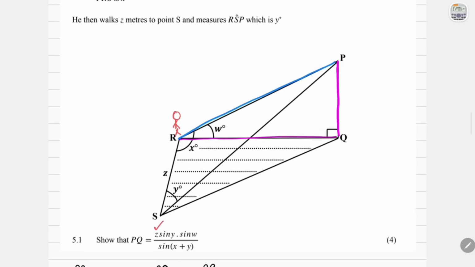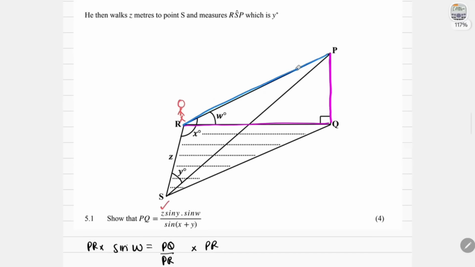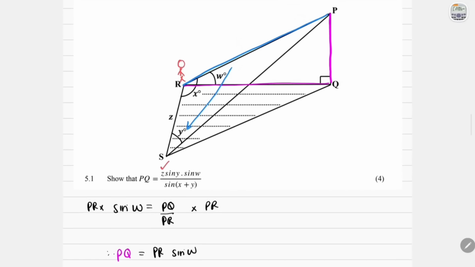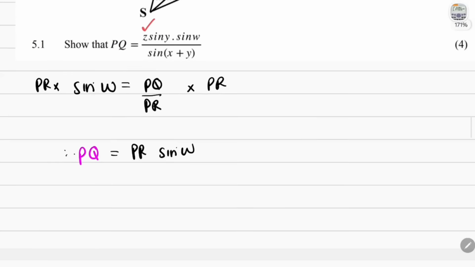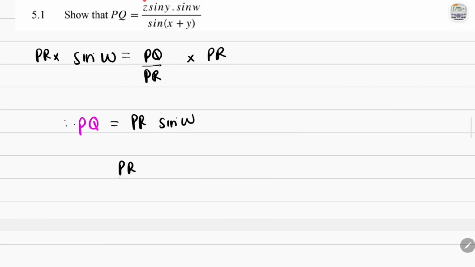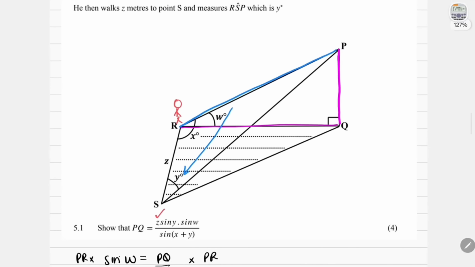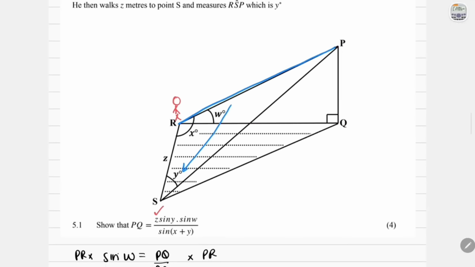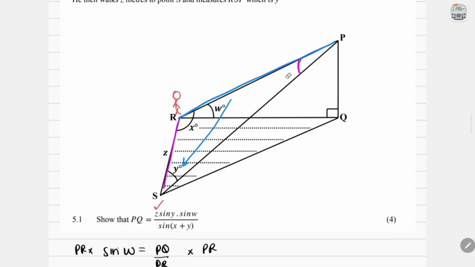How do we find PR? You could see with the whole explanation in the beginning, they clearly use the sine rule. So we're going to take this side and then the angle opposite it, that is PR over sine Y. So PR over sine Y is equal to another side and angle that is complete, so that would be Z and then this angle, that X plus Y that they got. So clearly we have to find this angle first.